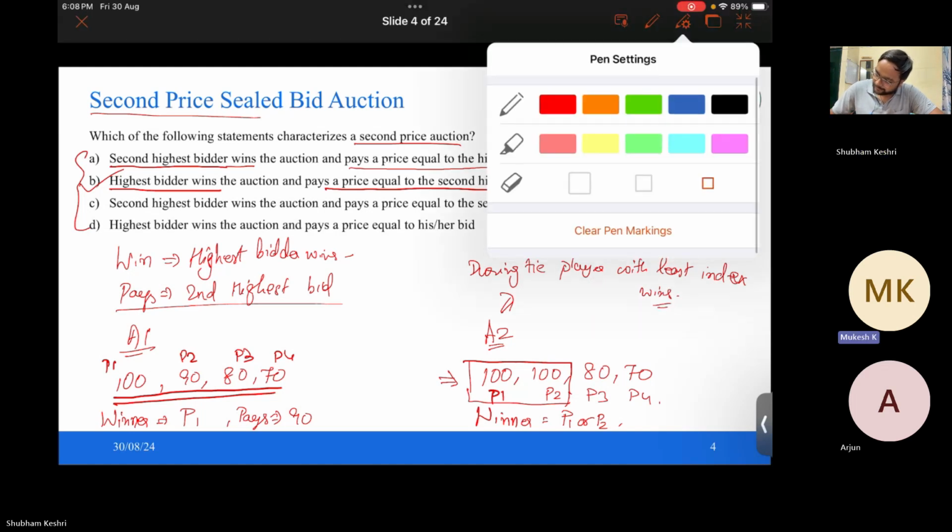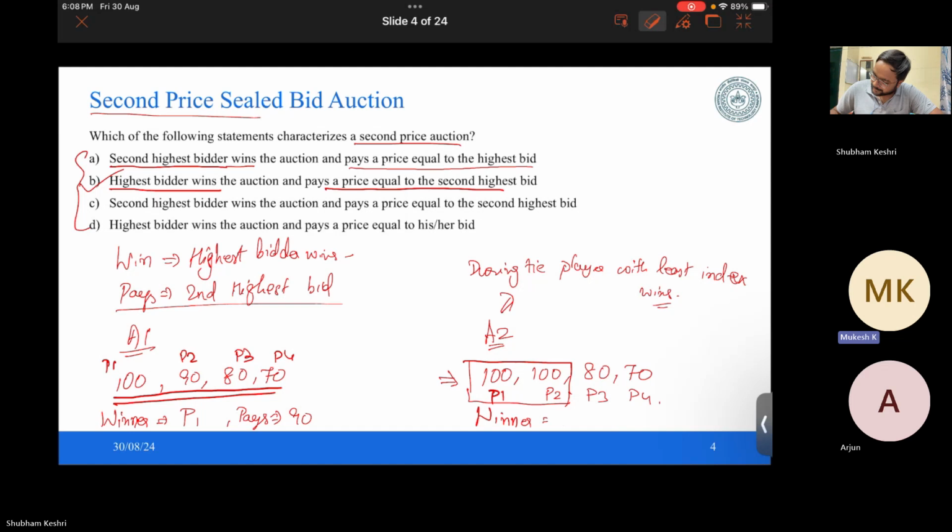P1 is the winner and he will pay 100, because that is the highest among the remaining bids. Correct. So P1 will win and pay 100 and not 80. It is not the highest among the losing bids, it is the second highest bid, which is 100 and not 80. So these two things you have to be sure to make a note of.